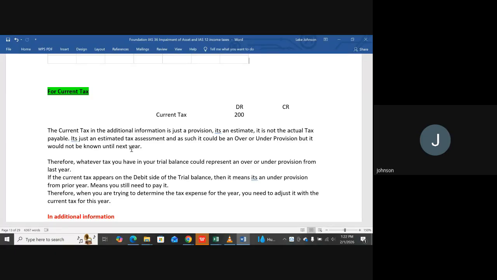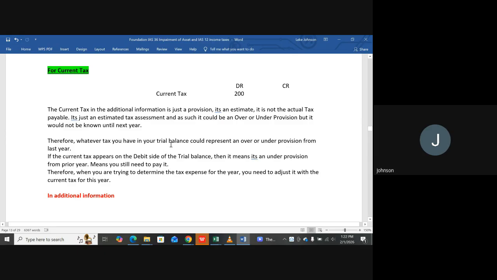So that current tax may change. It's not absolute. It's not the last current tax. So you discover that the current tax that you have in your financial statement, in your additional information, is just an estimate. It's not the actual tax that will be paid. They say that it's just an estimated tax assessment, and as such, it could be an over or under provision, but it would not be known until next year. Therefore, whatever tax you have in your trial balance could represent an over or under provision from last year.